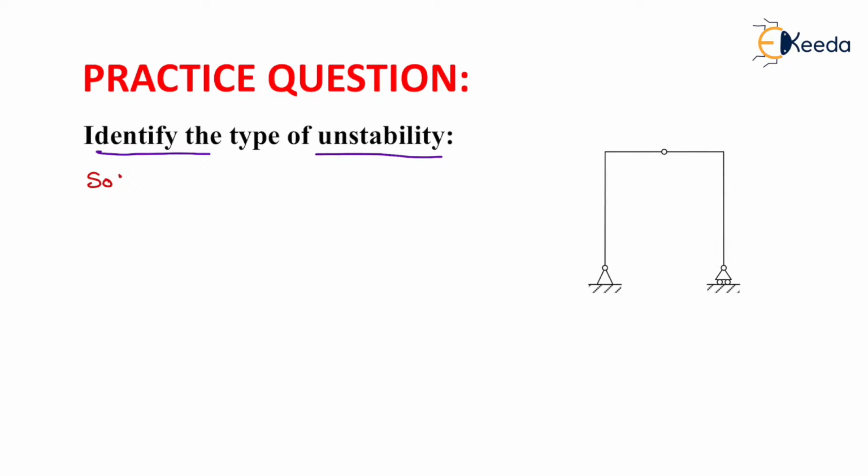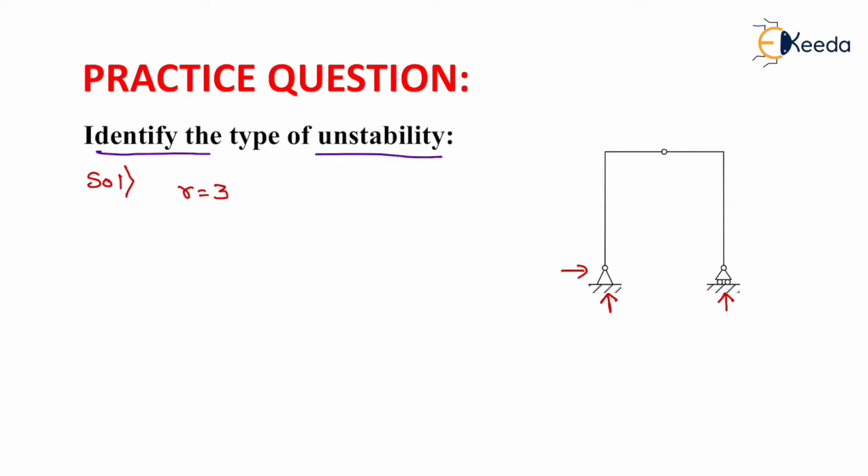Now for the determination of the type of instability, firstly we will need to calculate the number of support reactions. We know that at a hinge support there will be two reactions, one in the vertical direction and one in the horizontal direction. At a roller support there will be only one reaction, acting in the vertical direction. So the total number of reaction components will be equal to 3.